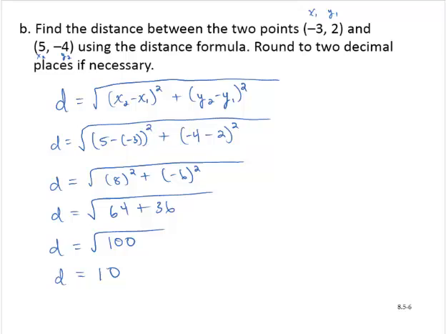Notice how the distance formula is already in terms of the positive square root, so we don't have to make that decision. It's already there for us. So then the distance is 10.